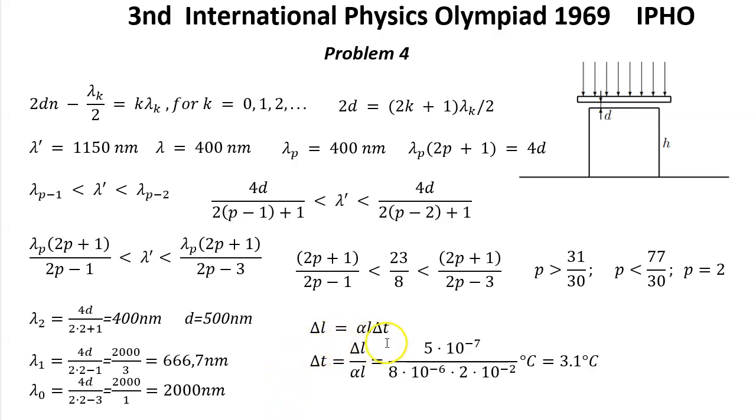And the last thing is to find the change of temperature, because total delta L equal alpha multiplied by L multiplied by delta T. Here we have delta L equal 500 nanometers, alpha is our coefficient of expansion, L is our 2 centimeters, and delta T we have to find. So that will be delta L over alpha L, and after putting in numbers we have 3.1 degrees Celsius. That was the full solution for problem number 4.